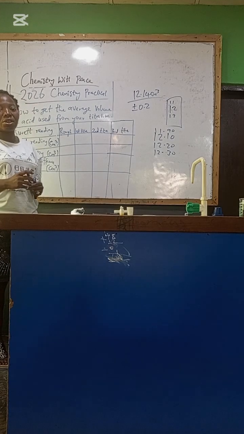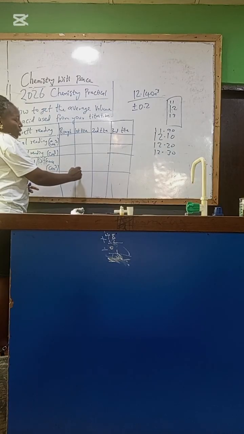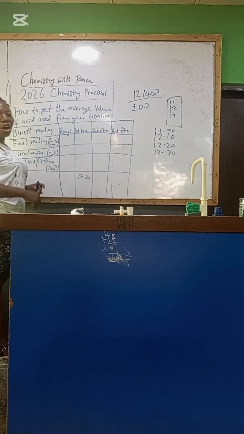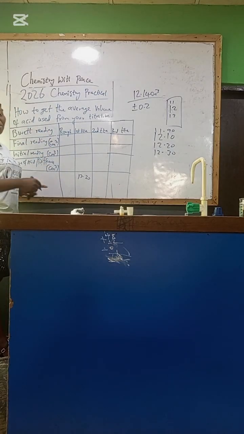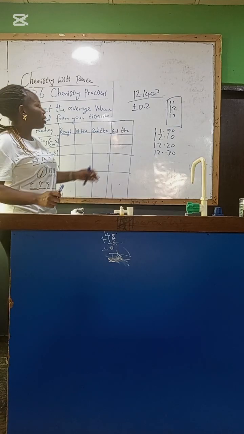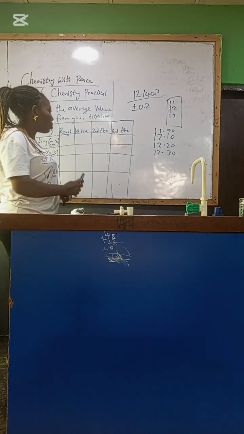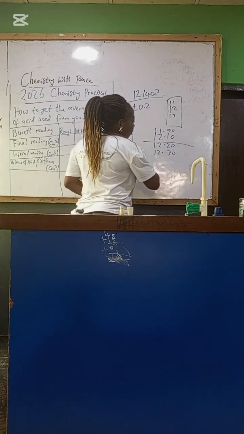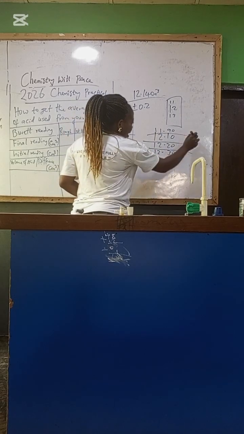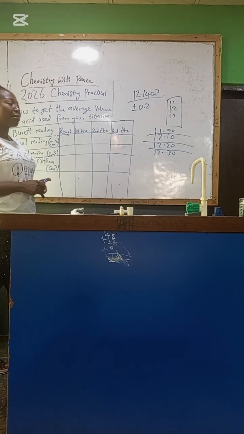Plus or minus 0.2. What I mean is this: if you get your first value to be 12.20, then the other ones should be around each other. It should not be far from there. Are you getting it? Since I have my 12.14, this is what I'm going to take: 12.10, 12.20, and then 12.10 again.